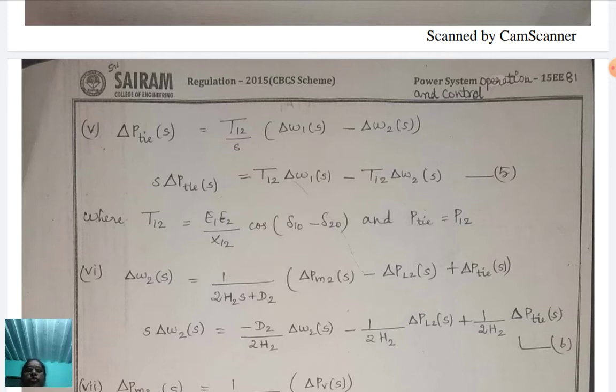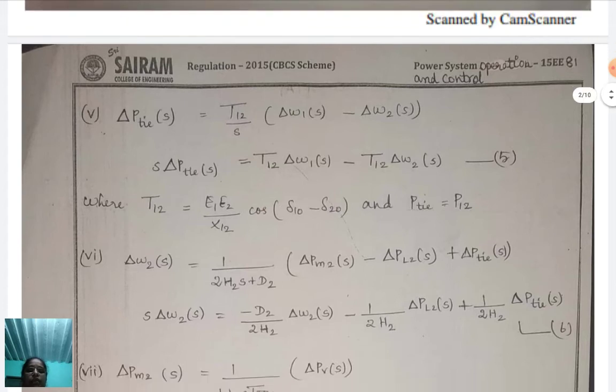So the T12 equation we are getting from the basic equation of the synchronous machine. In the power system we use only the generator, that is the synchronous generator only. So this T12 equation we get from the basic equation E1 E2 divided by the reactance into cos delta only, that is del 10 minus del 20, because we are using 2 areas.